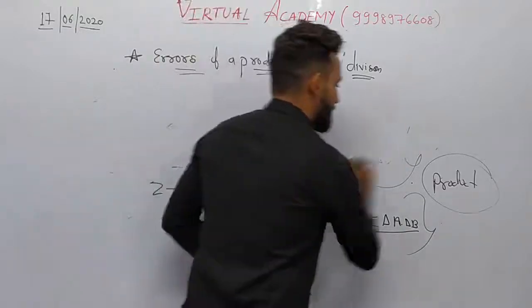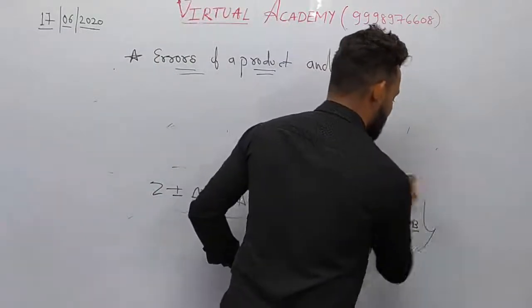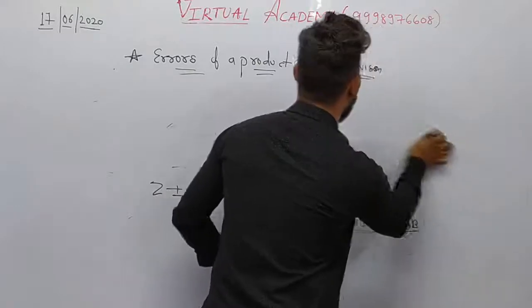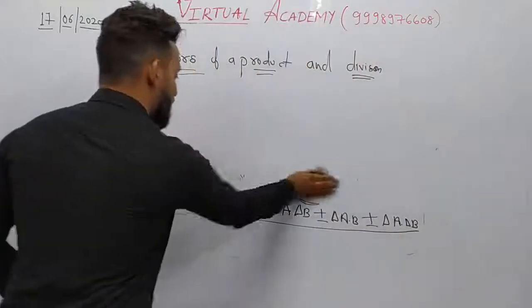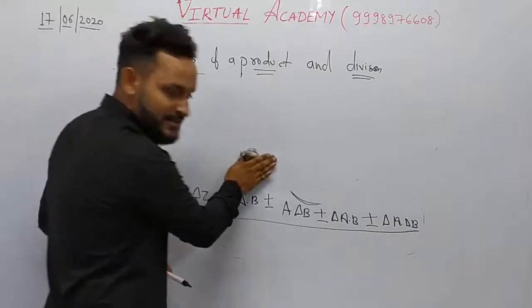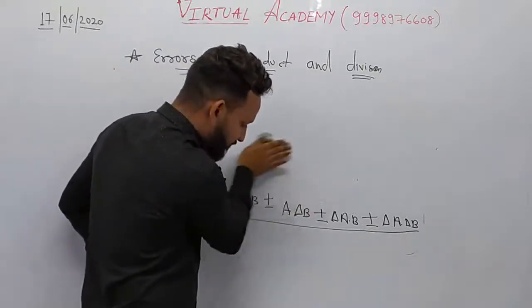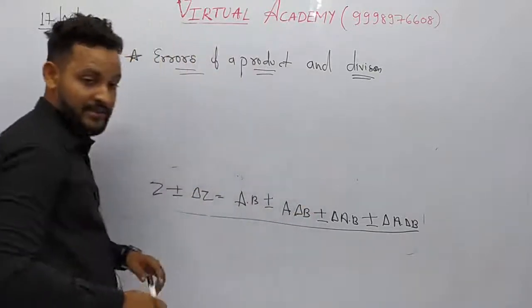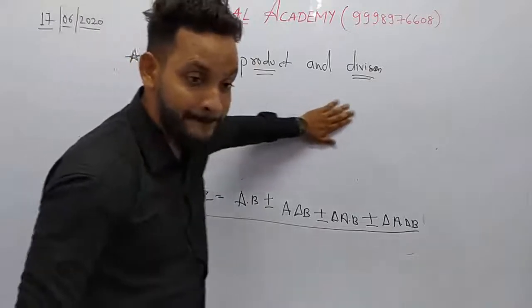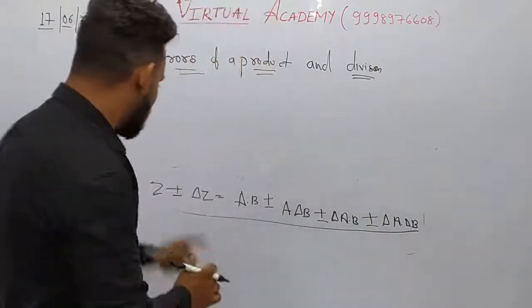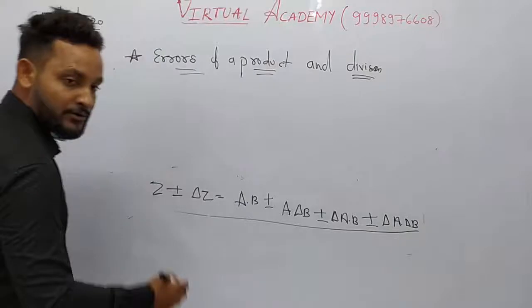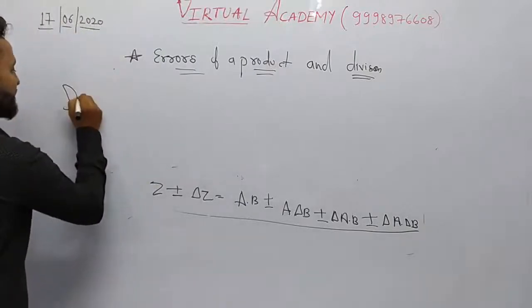Now what did I say? A and B are what? Physical quantities. When we are measuring physical quantities, there is a chance of an error arising. So at that time we are dealing with addition, subtraction, multiplication, and division. Now this is our equation. Now we are going to deal with division.